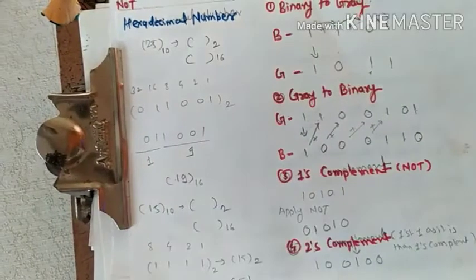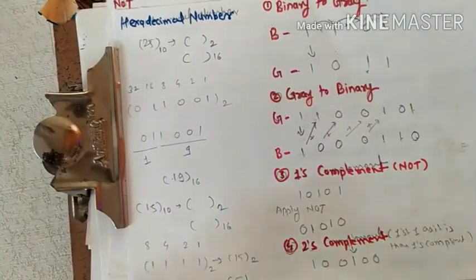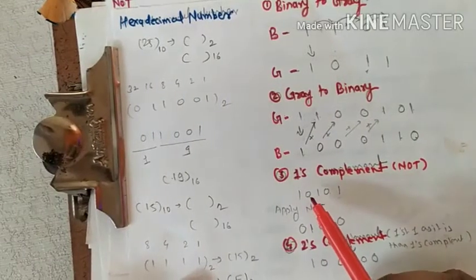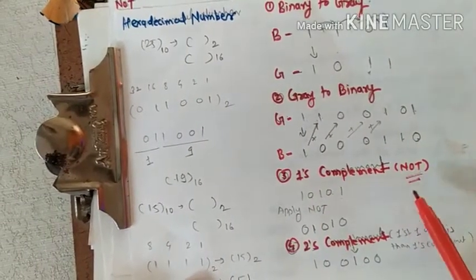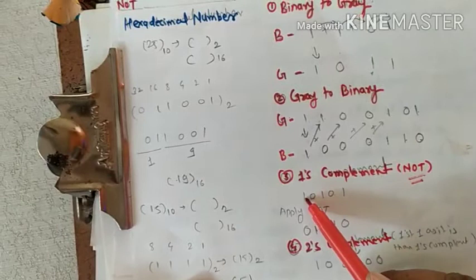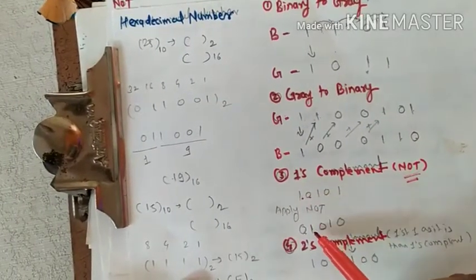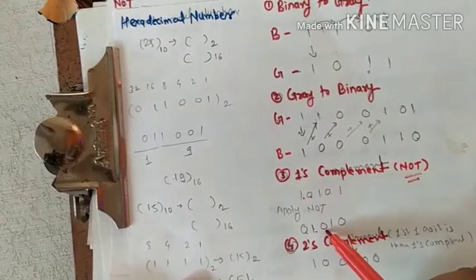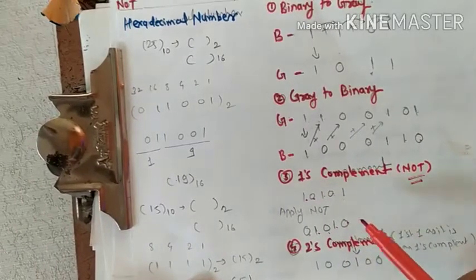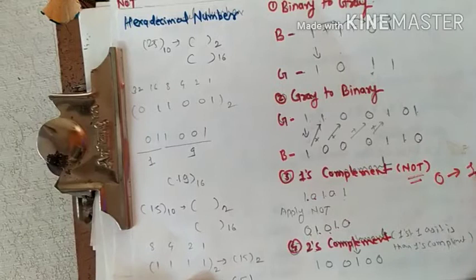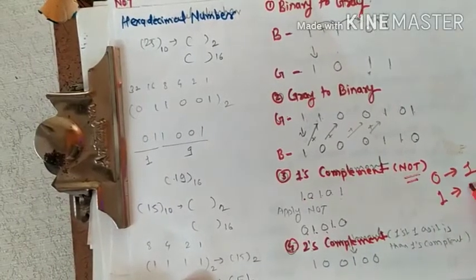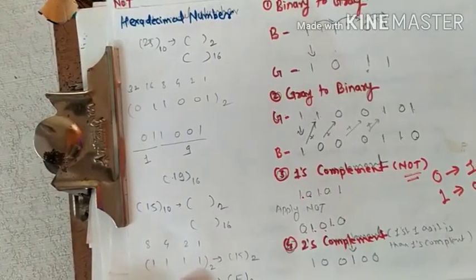Next one is the ones complement. Ones complement is very simple. For ones complement you just have to implement a NOT gate. It means that if there is a 1, you have to convert that 1 into 0, and 0 you have to convert into 1. If there is a 0, you put a 1. If there is a 1, you put a 0. It's a simple way to implement ones complement.